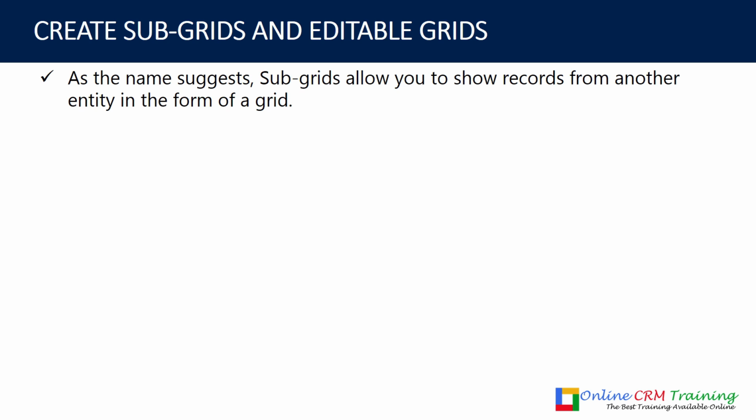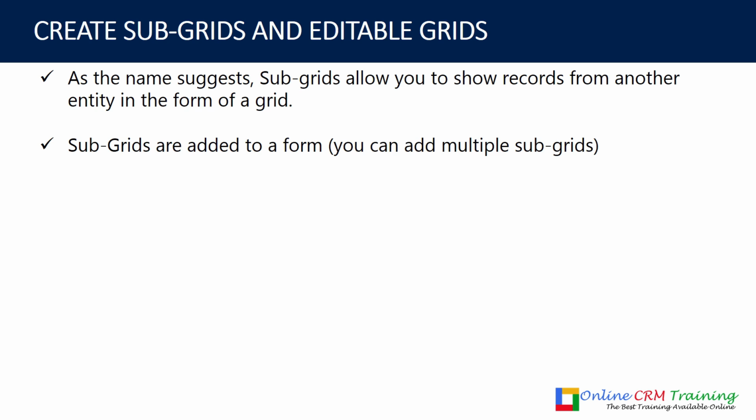As the name suggests, subgrids allow you to show records from another entity in the form of a grid in Dynamics 365, and you have subgrid as a component that you can add to a form. And subgrids are added to a form, so you can add multiple subgrids based on your requirements, and it shows records from related or unrelated records, right? So it's not mandatory that you need to have a relationship between these two entities for it to display the records. You can also get the records from unrelated entities, okay?